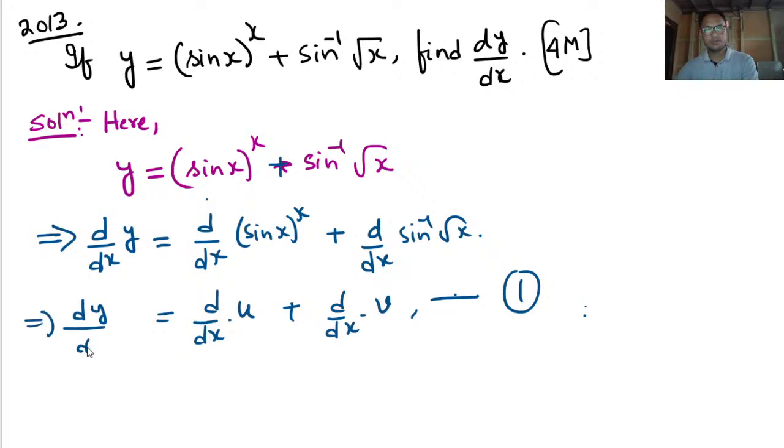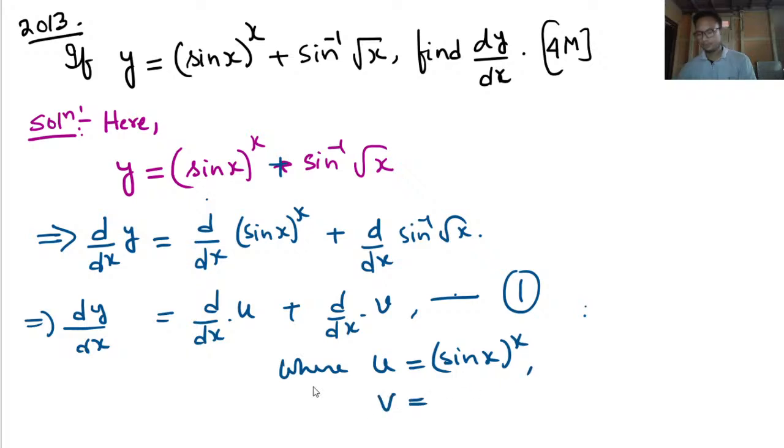Now dy by dx will be du by dx plus dv by dx, where u is sine x to the power x and v is nothing but sine inverse under root of x. Now our intention is to find du by dx and dv by dx. All right, now let's try to find it out.